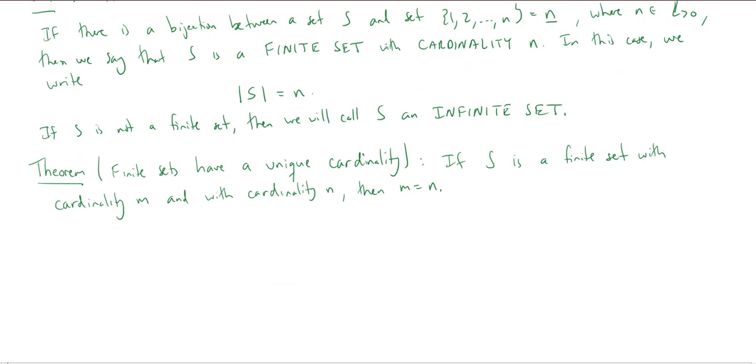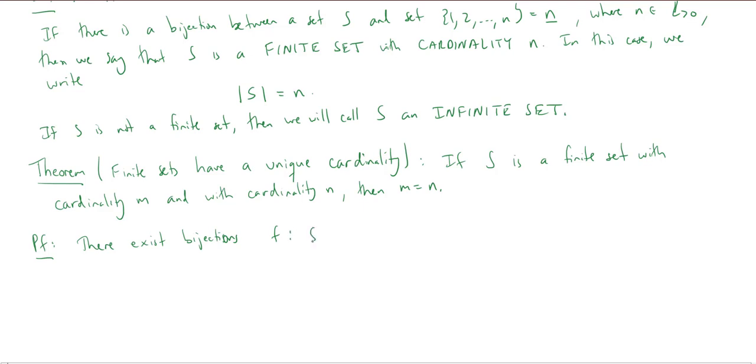Okay, this is one of those things. You're just like, really? You have to prove that? Okay, but we'll do it. So we know that S has cardinality M, and we know that it has cardinality N. And so by our definition of has cardinality N, we know there exist two bijections.